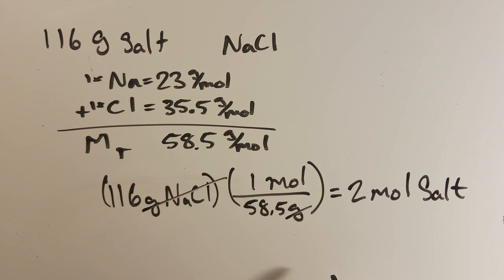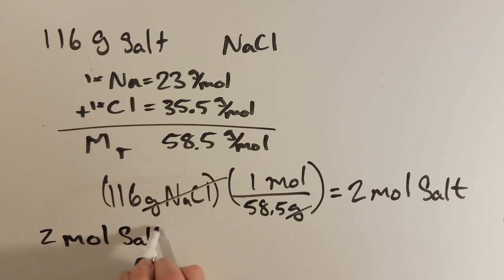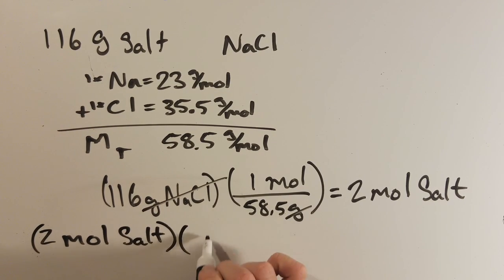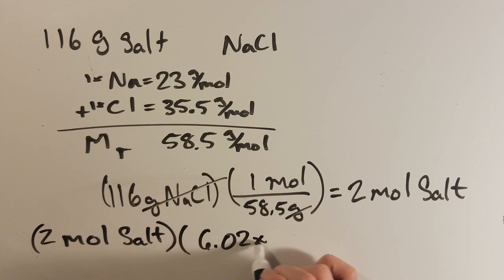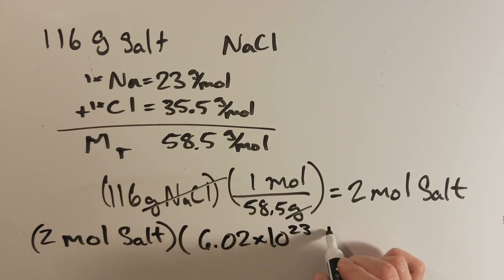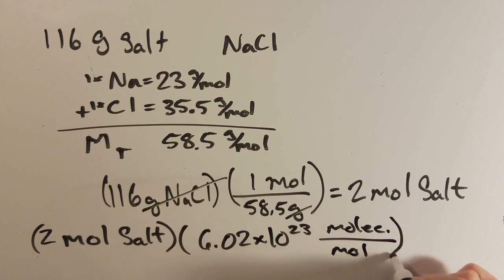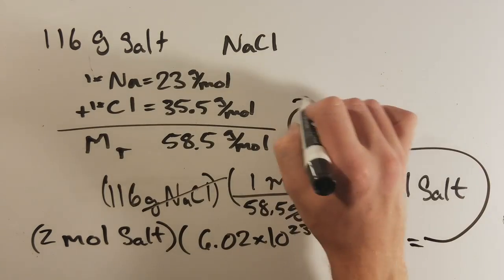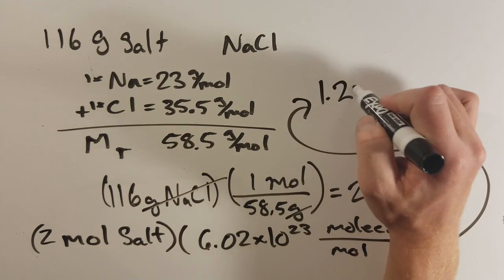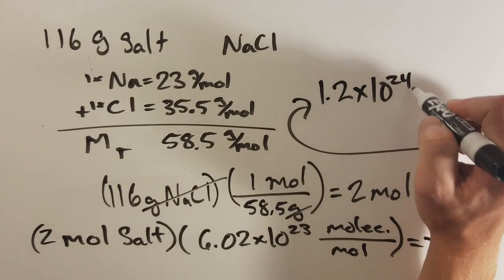So we need to figure out how many molecules we have. Once again, do another dimensional analysis step. Moles of salt times 6.022 times 10 to the 23 molecules per mole of salt. And this number is going to come out to be 1.2 times 10 to the 24 molecules.